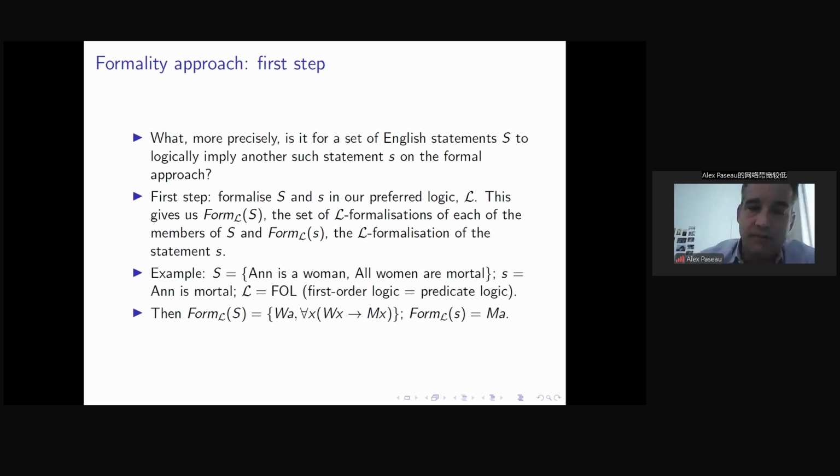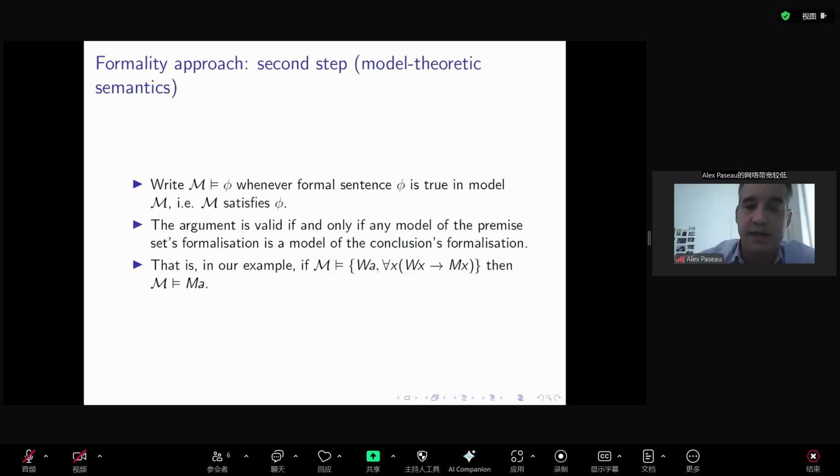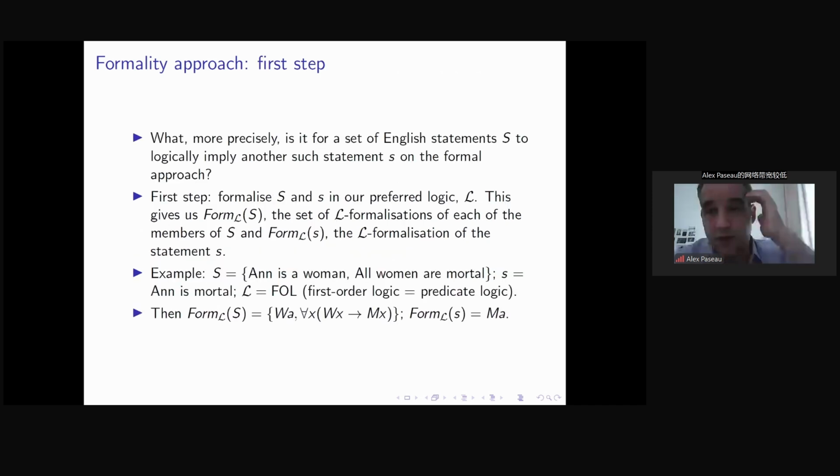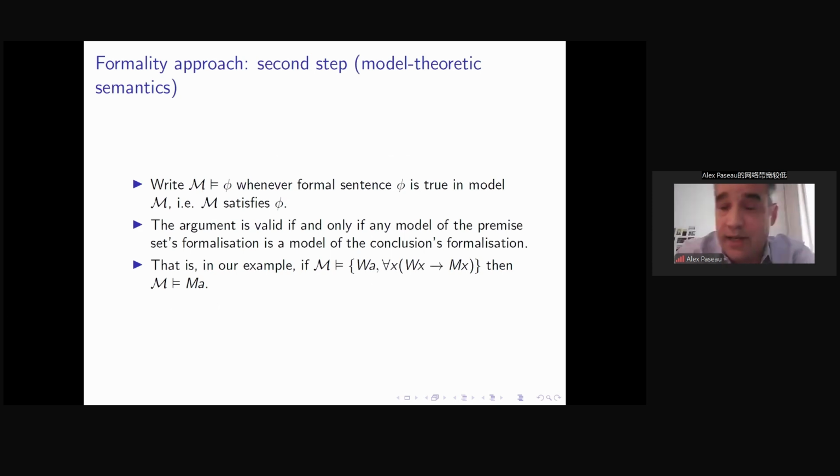So that's the first step in the formal account. What you do is you formalize your English sentences, the premise set and the conclusion, into your preferred logic L. Now there's a second step in the standard formal contemporary account of logical validity or logical consequence. And here there's a sort of parting of ways, but by far the more standard approach is the model theoretic analysis, the model theoretic semantics. You write M double turnstile phi, M satisfies phi, whenever formal sentence phi is true in model M. There's a technical definition of that, but for our purposes, it's not required.